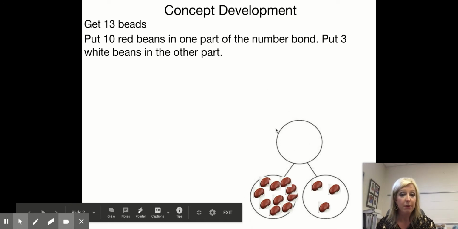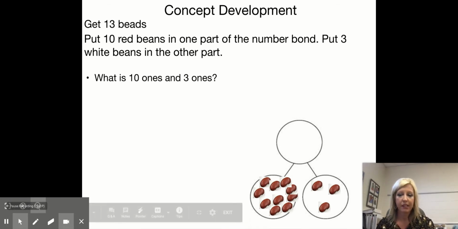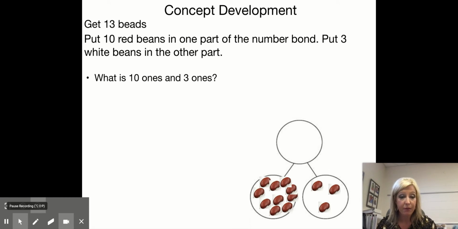So you want to draw a number bond and take your 13 beads and put 10 in one side of your number bond and 3 in the other side of your number bond. Go ahead and pause the video while you do that. Now that you've made your number bond with your beads, what is 10 ones and 3 ones?